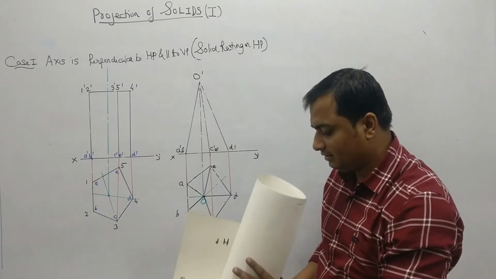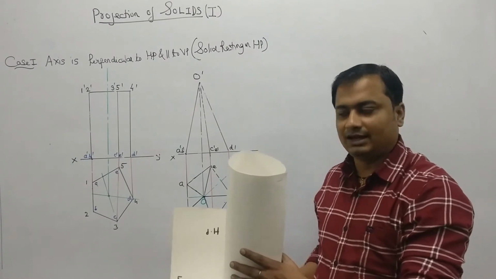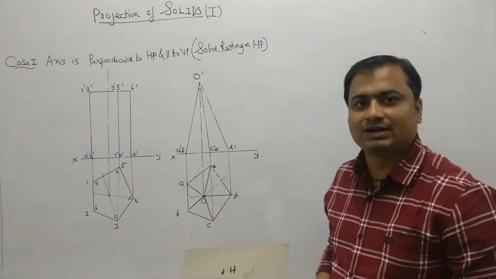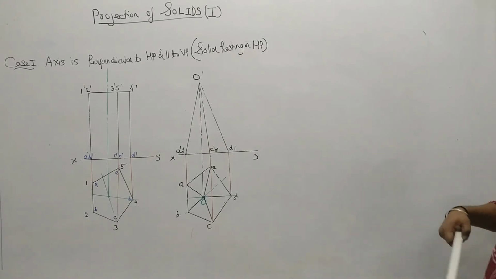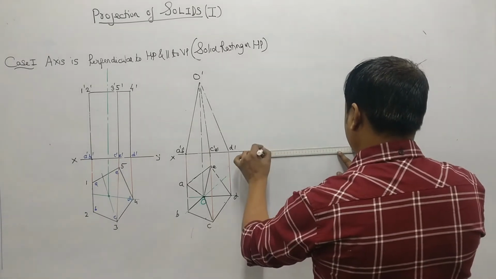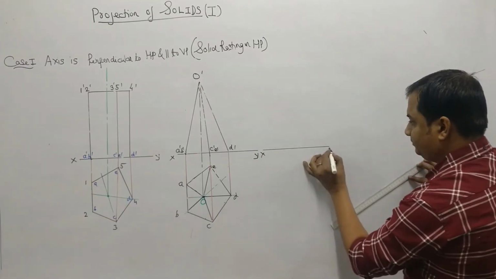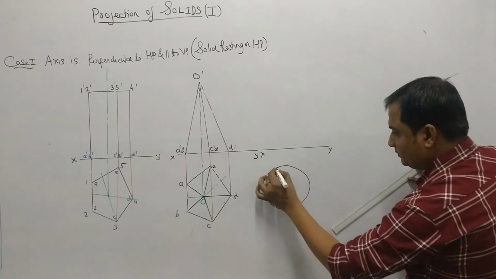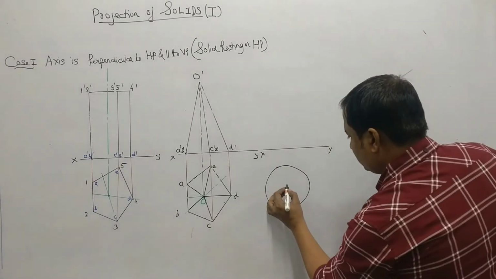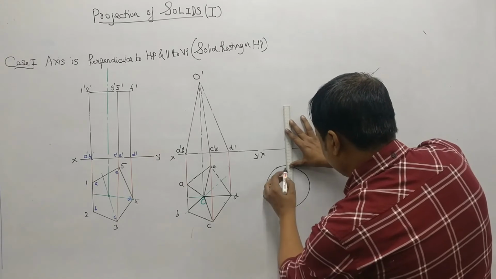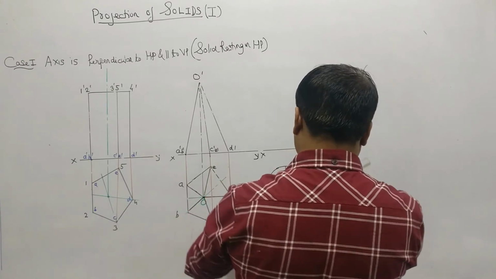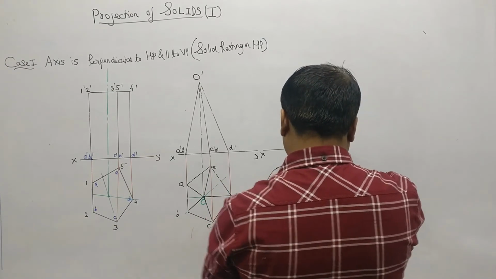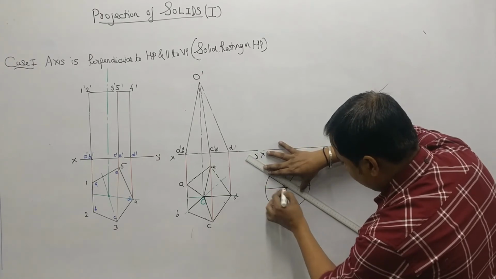I think this is very simple to imagine. The top view is a circle. When you see from the top, it will be a circle, and when you see from the front, it will be a rectangle. So in case of the cylinder, you will get the top view, which will be a circle. Again, I will be drawing it in a rough manner. As you all know, for a problem of a circle, we always divide the circle into 8 equal parts. So here also I will be dividing the circle into 8 equal parts.